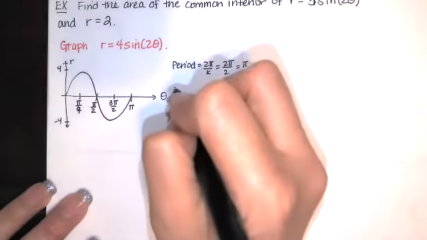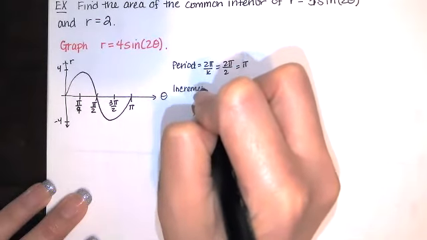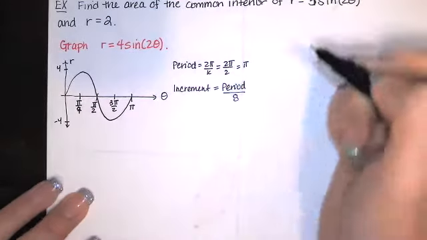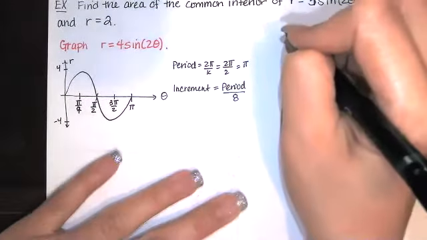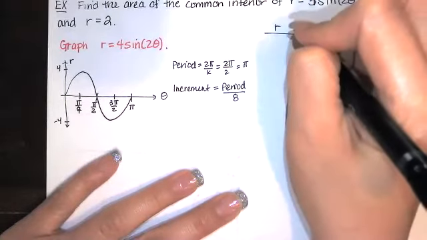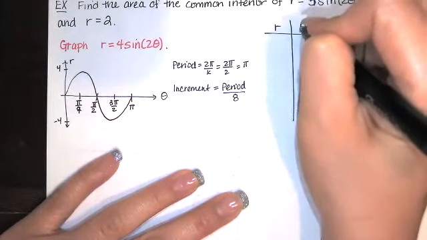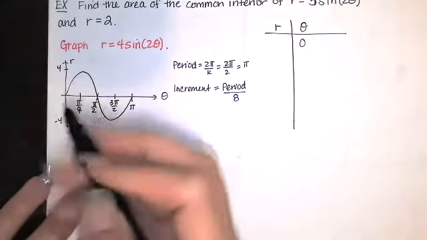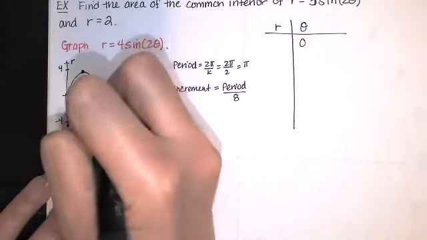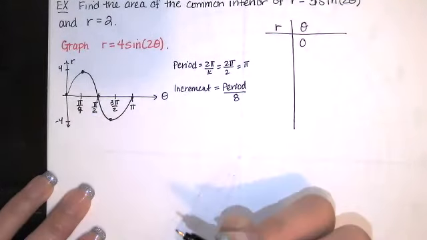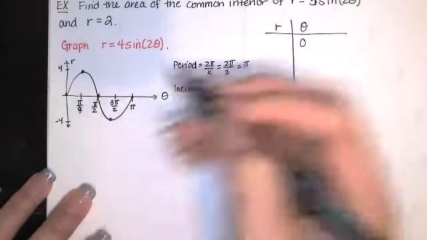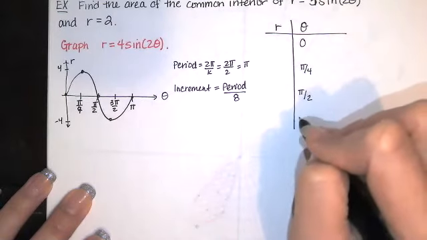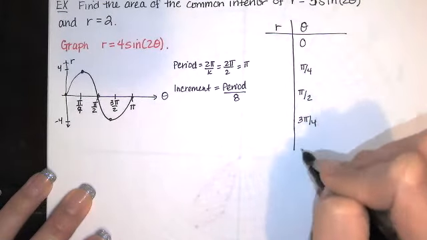And now with this curve and this equation, we can come up with a table of values. Now to come up with my table of values, I always like to use an increment of the period divided by 8. So we'll do that. Let's look at all those interesting things that happen at 1/4 of the period first. So we'll have 0, pi over 4, pi over 2, 3 pi over 4, and pi.